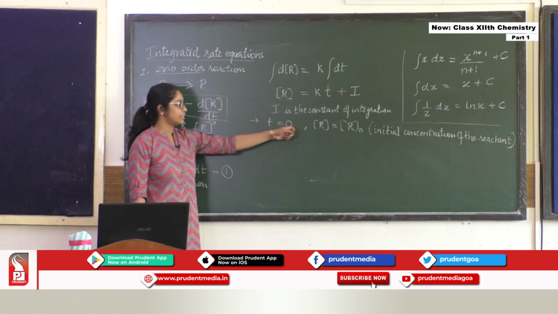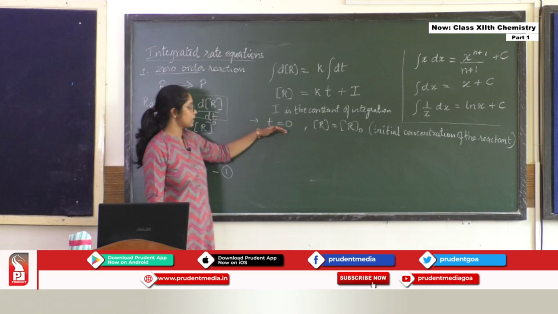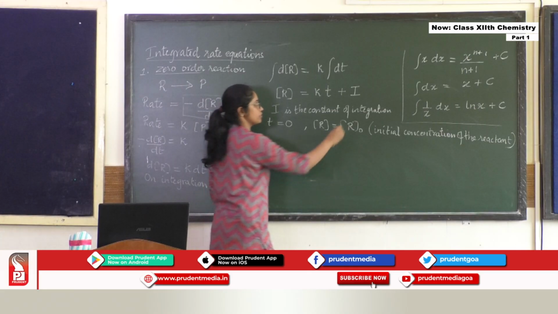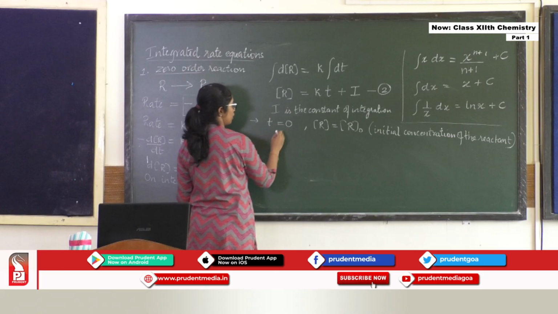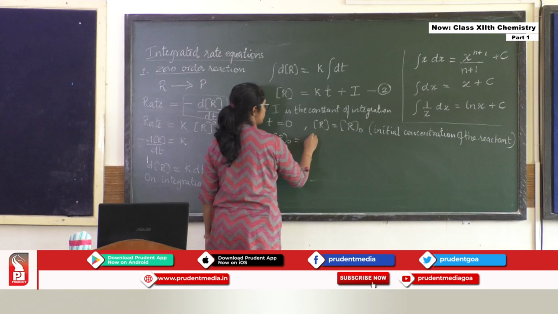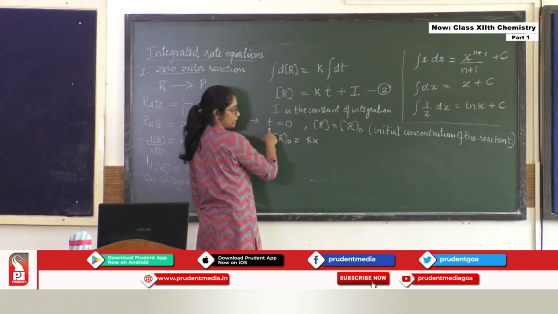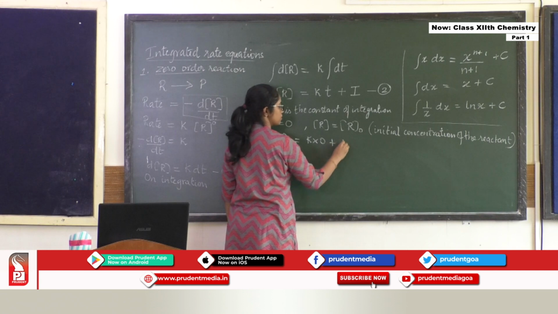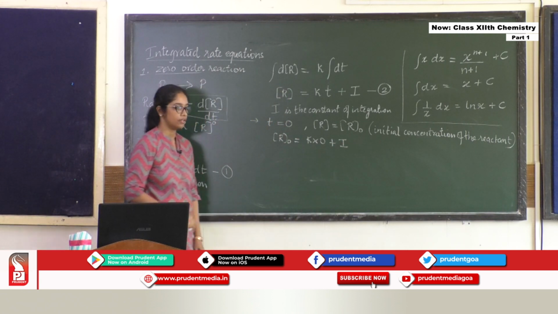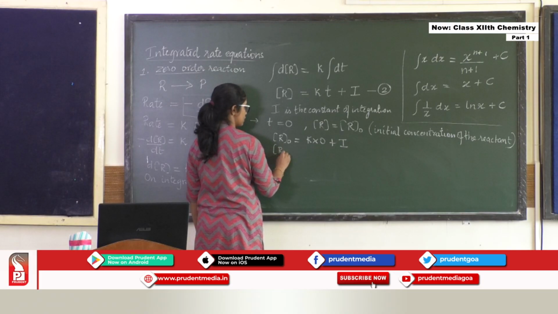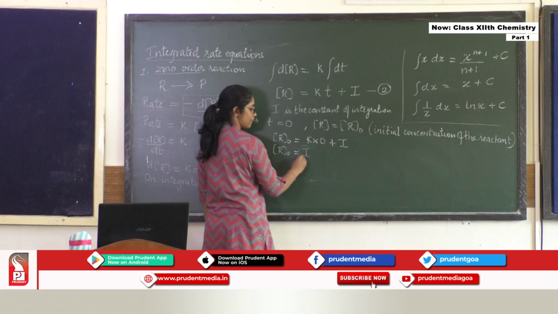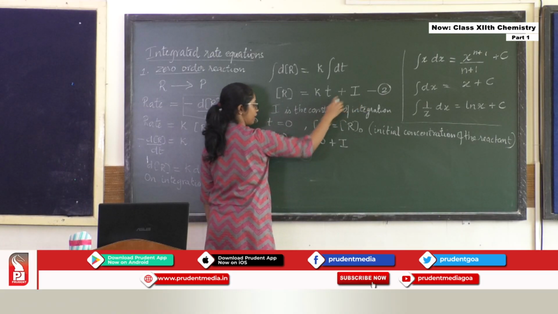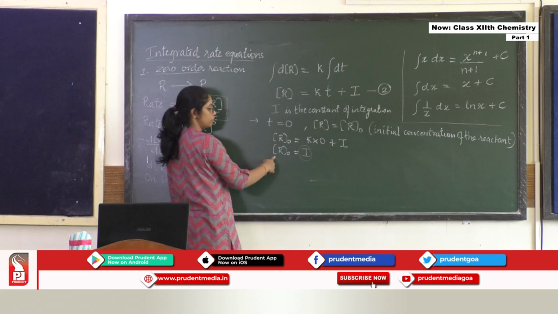Alright. So if we take both these conditions, then we substitute these values in the above equation, which I have marked as 2. Instead of R, we write R naught is equal to K into T taken as 0 plus I, and if you further solve it, you get R naught is equal to I. Now using this value of I in equation 2, instead of I we write R naught, because we found that I is equal to R naught.